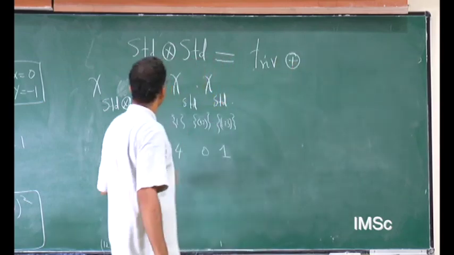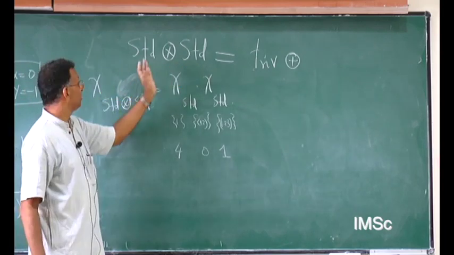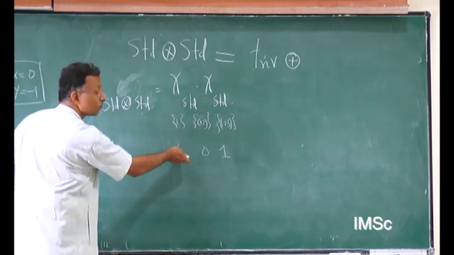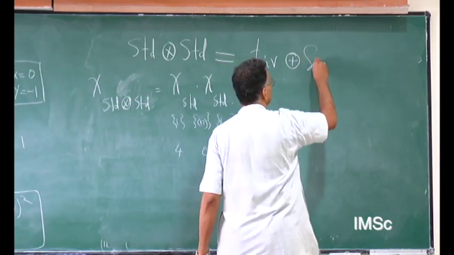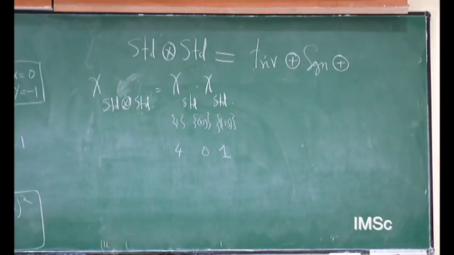What is the dimension of this representation? This is 2 and this is 2, so the tensor product is 4 dimensional. Another way of saying it is that this number is 4. Okay. Next, let's take the inner product of this 4, 0, 1 with this. Again I get 4, 0, 2, 6 divided by 6, which is 1, plus sign. Sign appears once. That is again 1. So sign appears once.